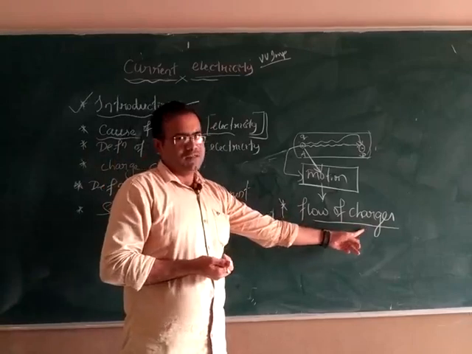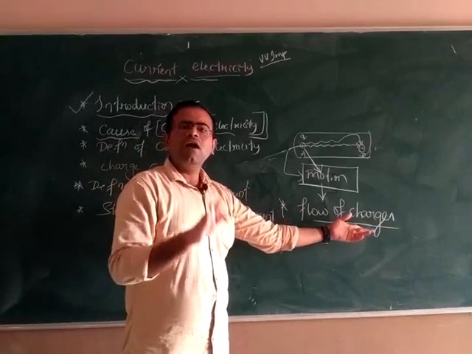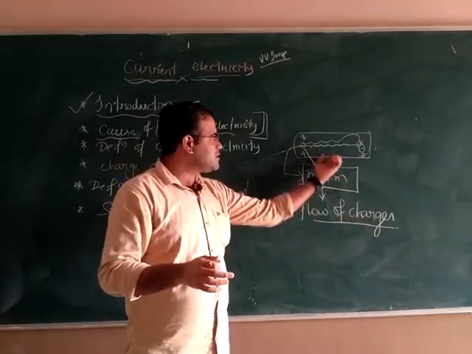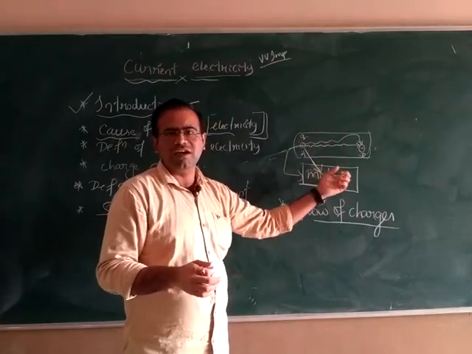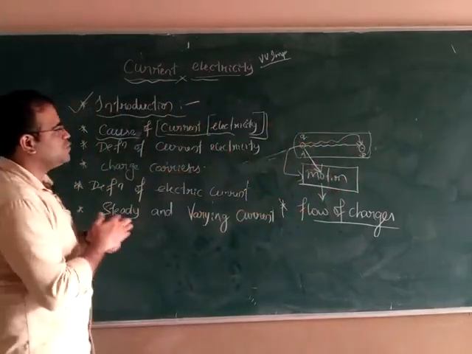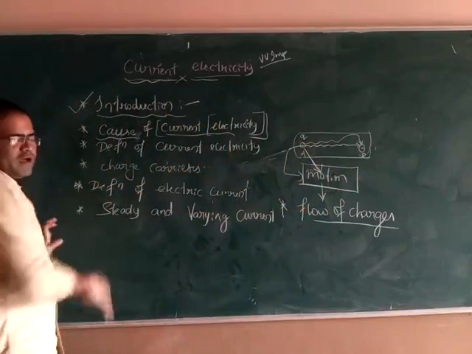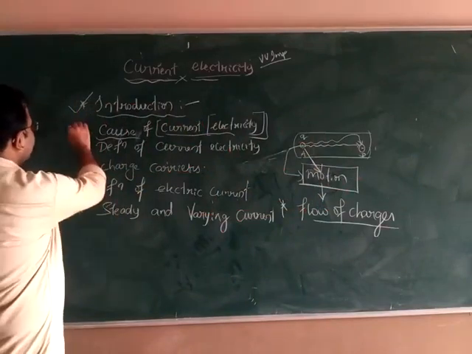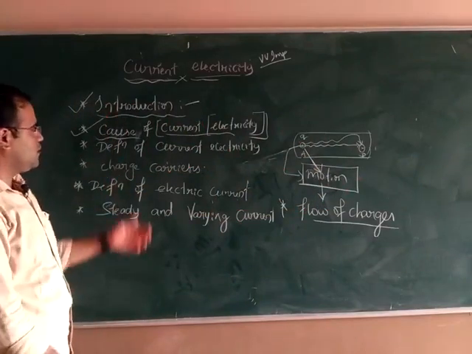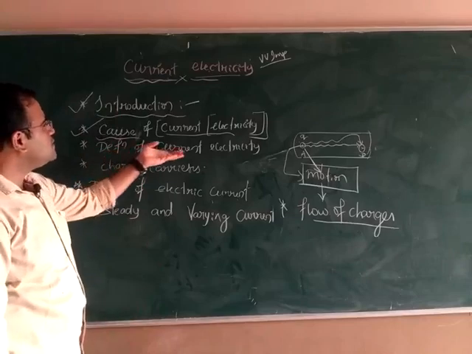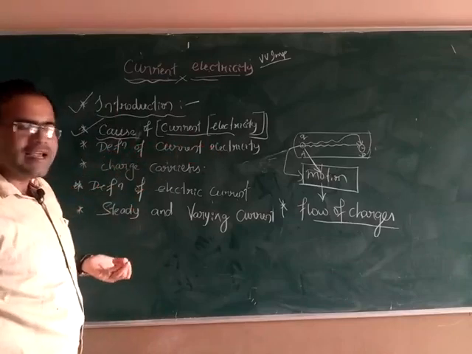Flow of charges. It means the charges are not in a state of rest, they are in a state of which quantity here? Motion only. So this is what you are supposed to observe regarding the causes of this current electricity. So you are going to discuss the next one, which is the definition of this current electricity.